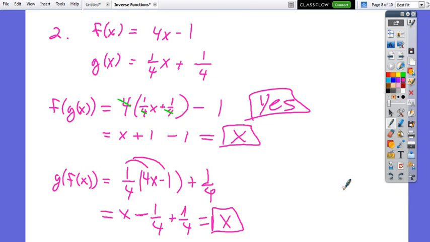Now I'm going to do g of f of x. In this case, I'm going to plug in 4x minus 1, which is function f, into function g. Distribute the 1/4 and you get x minus 1/4 plus 1/4. The 1/4 and negative 1/4 cancel, leaving you with x. So the answer is yes, they are inverse functions.